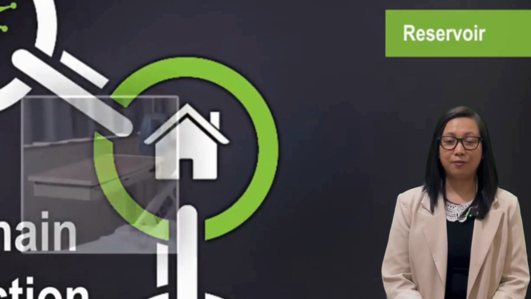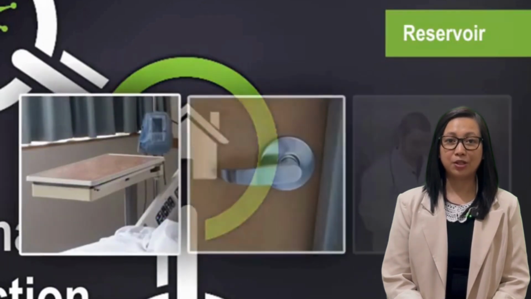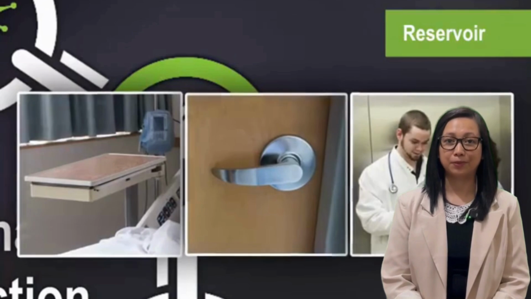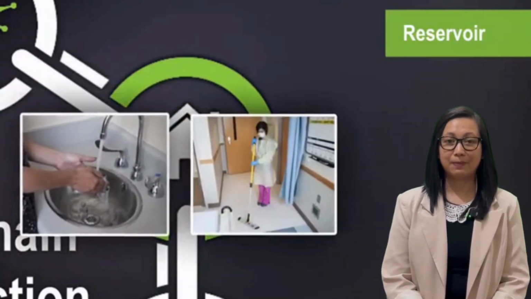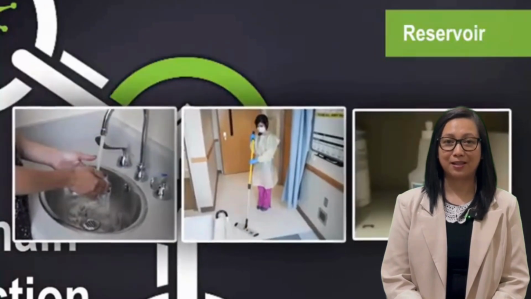The second link is reservoir. A reservoir is where pathogens can thrive and reproduce, like tabletops and doorknobs and people. Break this link by washing your hands, keeping a clean environment and disinfecting.